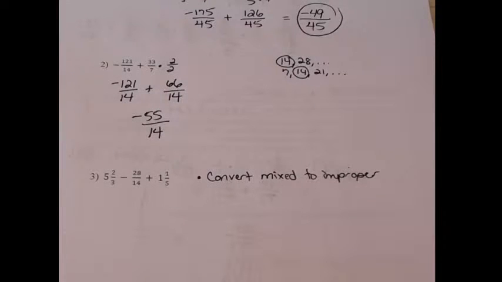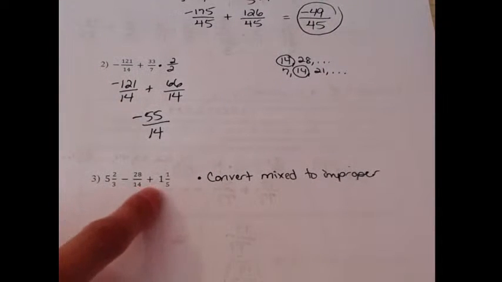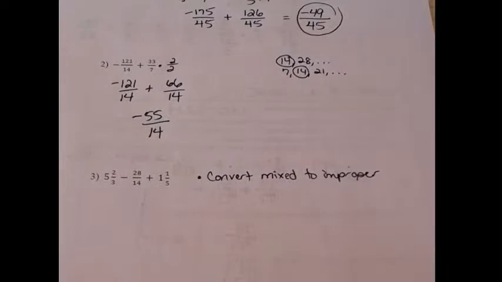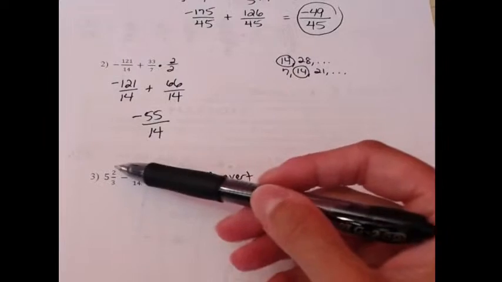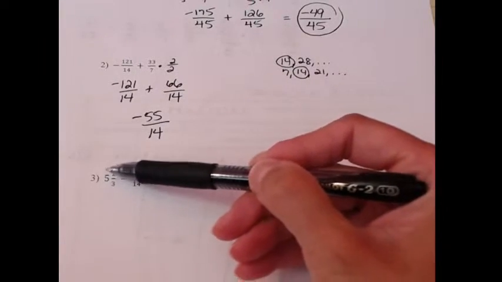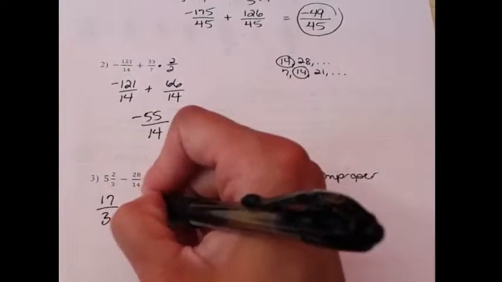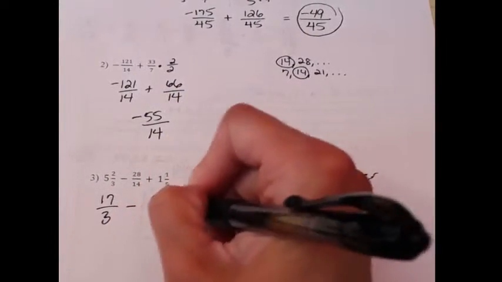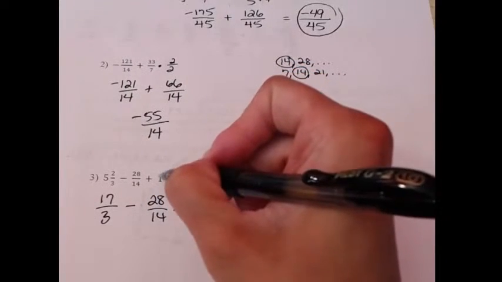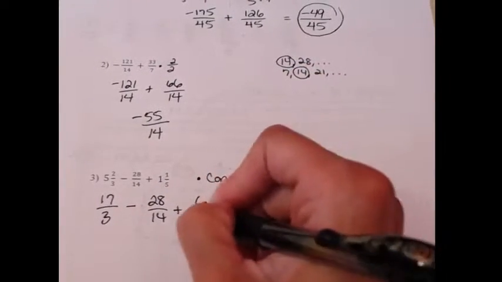Kevin, that's a great question. Keep in mind that the keep, change, flip idea only applies to division. For this particular problem, notice that we are subtracting and adding fractions. That's okay. So let's convert mixed to improper first. 5 2/3. We have 3 times 5, which is 15, plus 2, which is 17. So that gives us 17 over 3. We have minus 28 over 14, plus, and then same thing here. 5 times 1, 5, plus 1, which is 6 over 5.